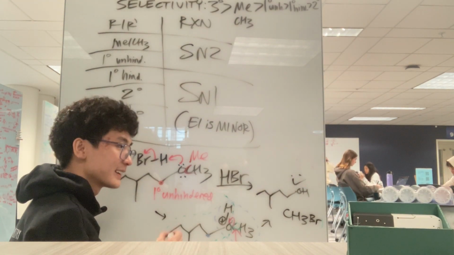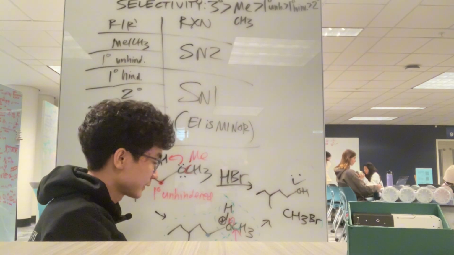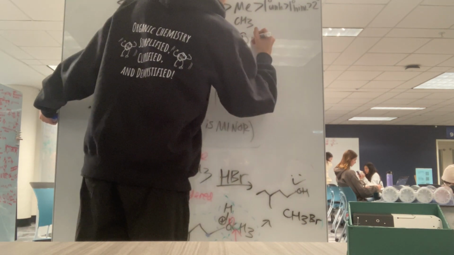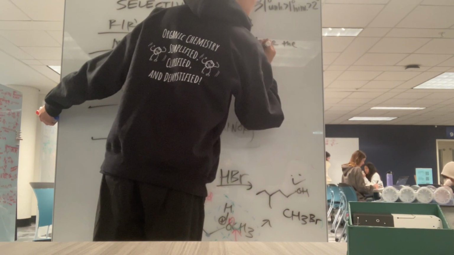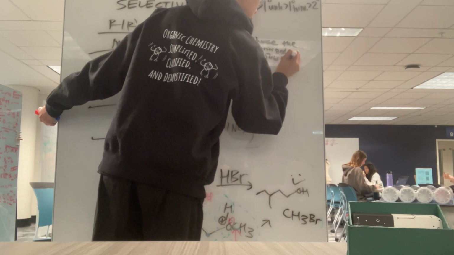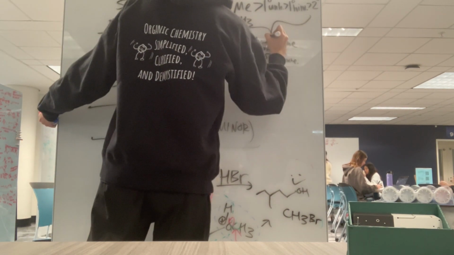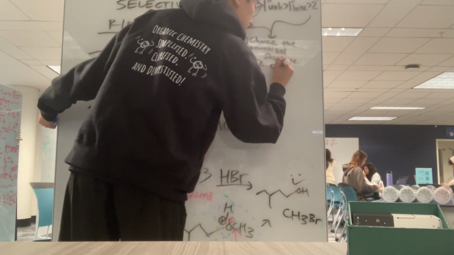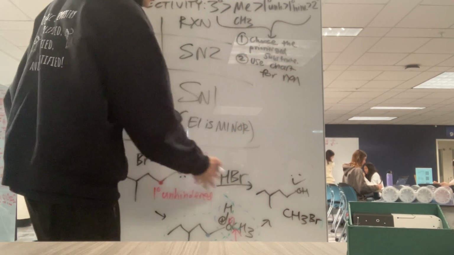So do we decide that it's an SN2 reaction first, and then we decide which one's the better leaving group, or how exactly does that process work? Yeah. So the process here is, first, choose the prioritized substrate from this list right here. Second, use the chart for the reaction, and then you do the reaction.